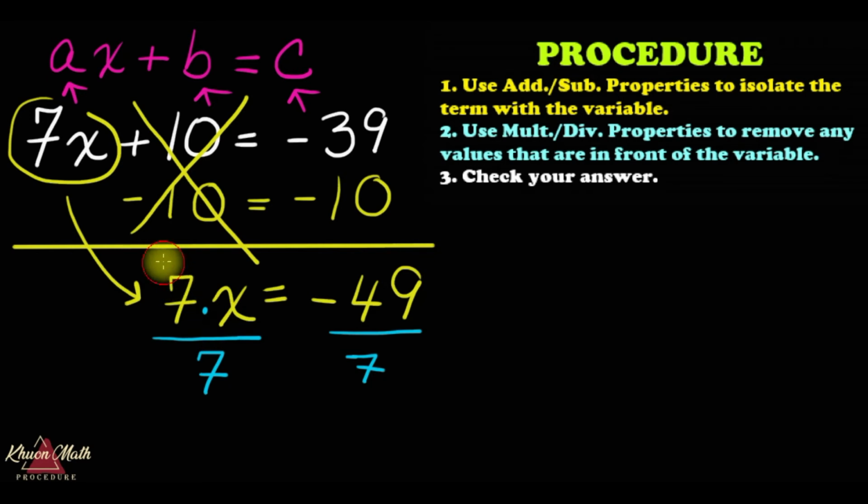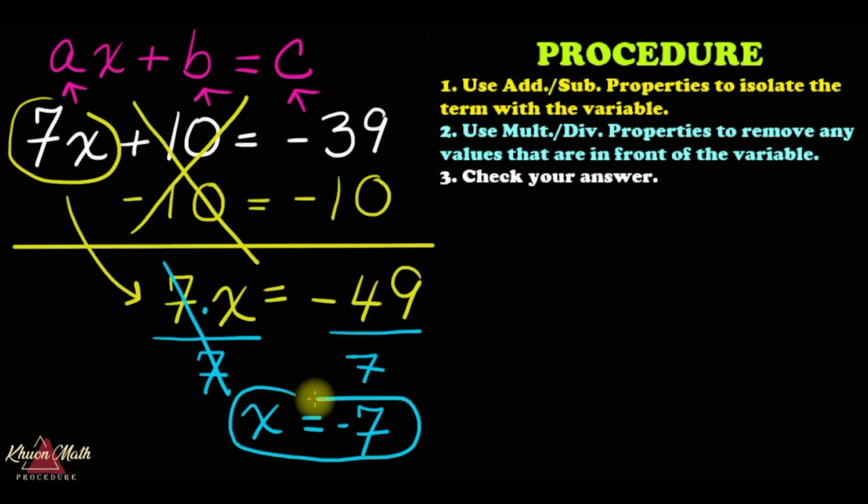Okay, so 7 over 7 is 1. That means you're left with x. And then on this side, 7 goes into 49 7 times. And then when you have a negative divided by a positive, it goes negative. So x equals negative 7. Okay. And then step 3, we have to check it.